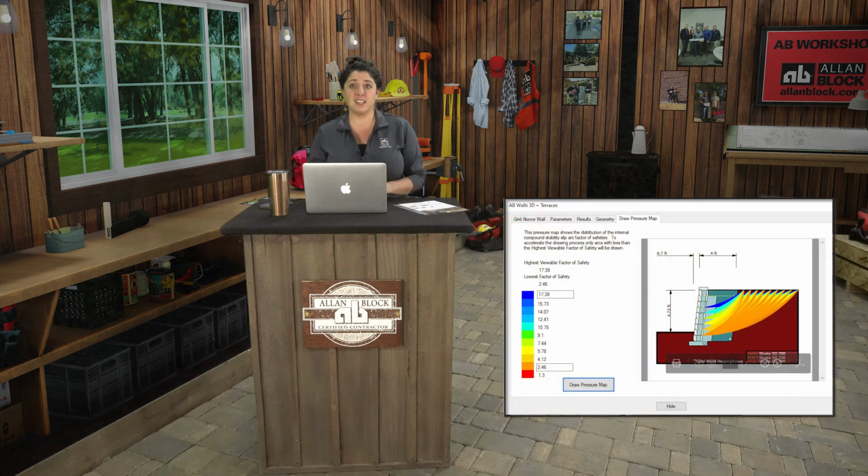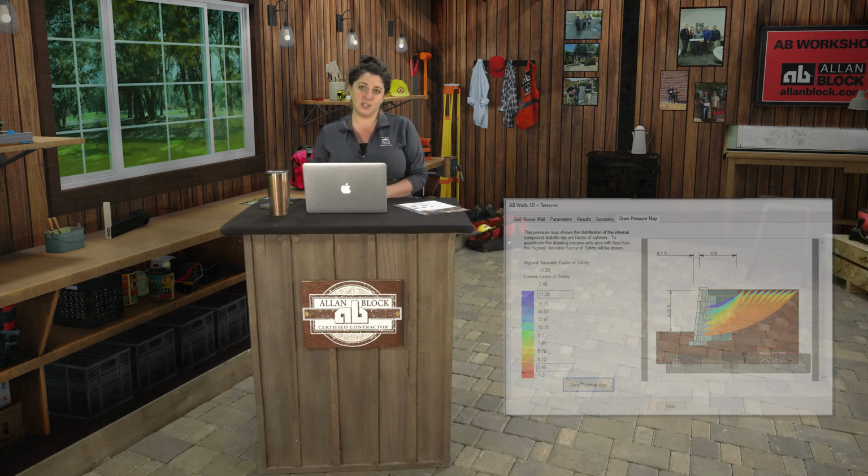This also provides an extensive internal analysis, allowing you to see where the weakest area of your design may be with a pressure map visualization tool. So let me share my screen with you.